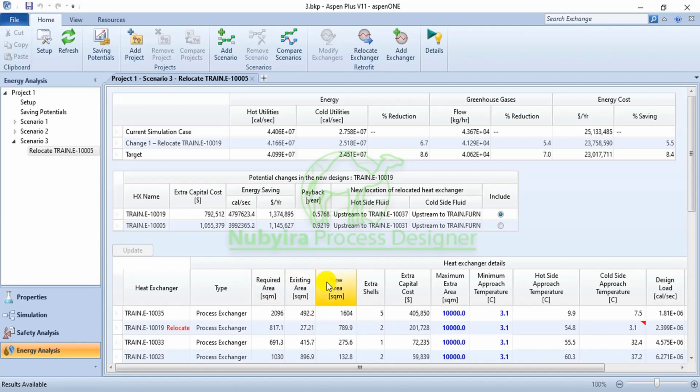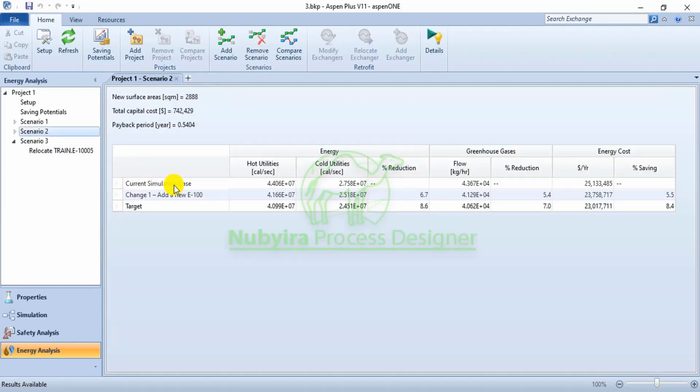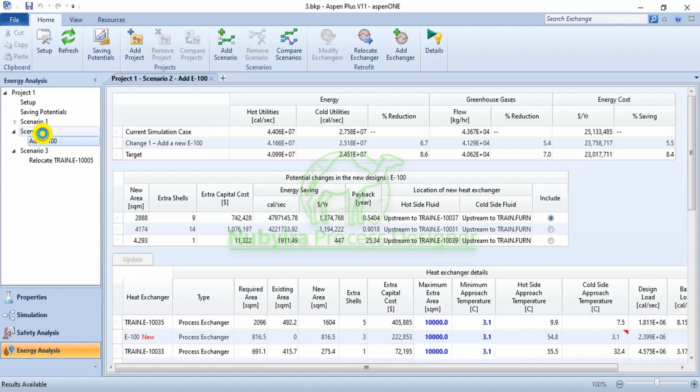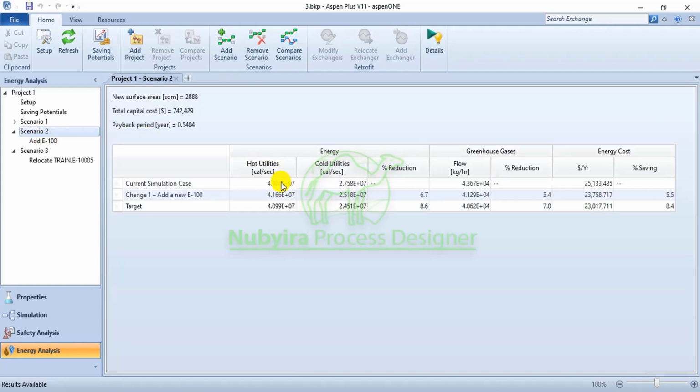So you see the existing area of each of the heat exchangers and the one that you want to relocate. You can see this is the old area that you have. Then when you add this, it's going to increase to the new area. You understand? But if you are going to the scenario of adding a heat exchanger, it's just like what we have seen before. It's telling us that this is the new heating utility that we are going to be using, and this is the new cooling utility. So this is the percentage reduction, but the target is the theoretical limits.